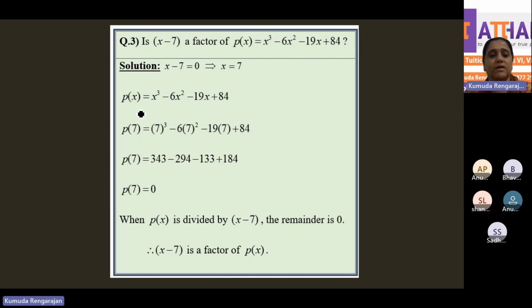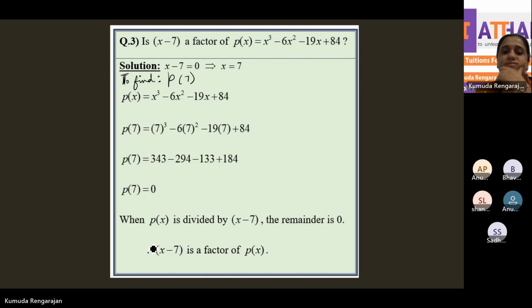Done, ma'am. Yeah. See, here you have to find. Got the answer, miss. Very good. Here you'll have to find P of 7. You need to find P of 7. See, P of 7 is 0. So it's a factor. Got the same answer. Good, good. Ma'am, I too got 0. Nice. Okay.